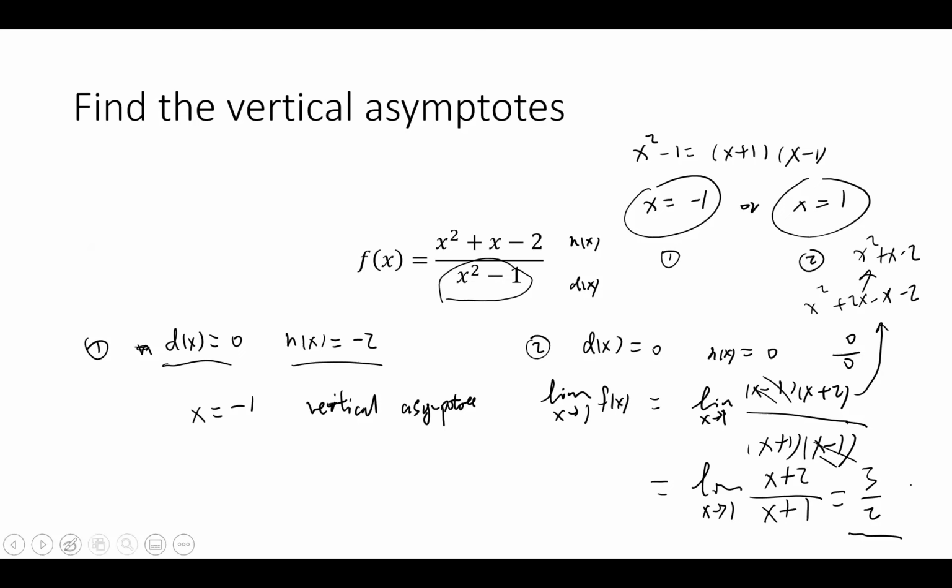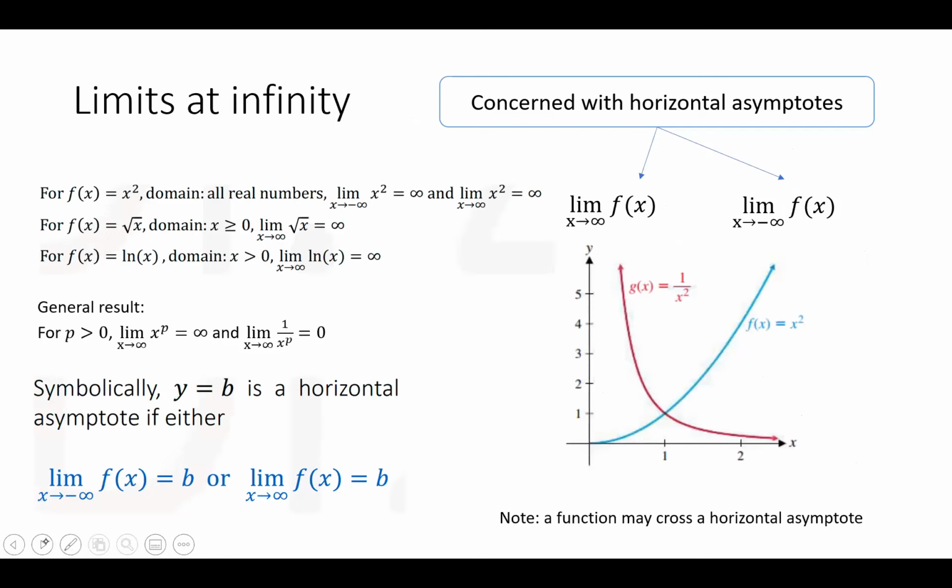Okay, so now let's move on. Let's look at the limits at infinity. So this actually analyzes the horizontal asymptote. At infinity, meaning what is the limit of y, or f of x, when x goes to infinity? It could be positive infinity or negative infinity, so both apply. Now let's look at a few cases in terms of domain and for different functions.